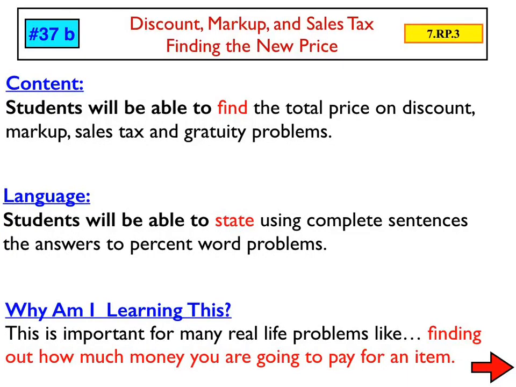Lesson 37B is discount, markup, sales tax, and finding the new price. Yesterday, we just found the amount of discount, the amount of markup, the amount of profit, the amount of commission. Today, we're going to take that one step further and find new price, which we kind of talked about yesterday. We're going to continue using complete sentences, and you're going to use this in life to find out the total amount of money you're going to pay instead of just how much tip you're paying.